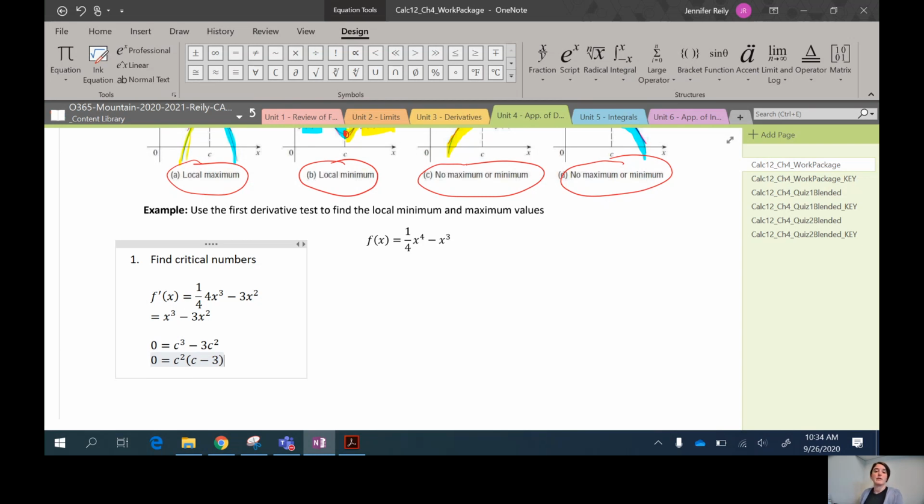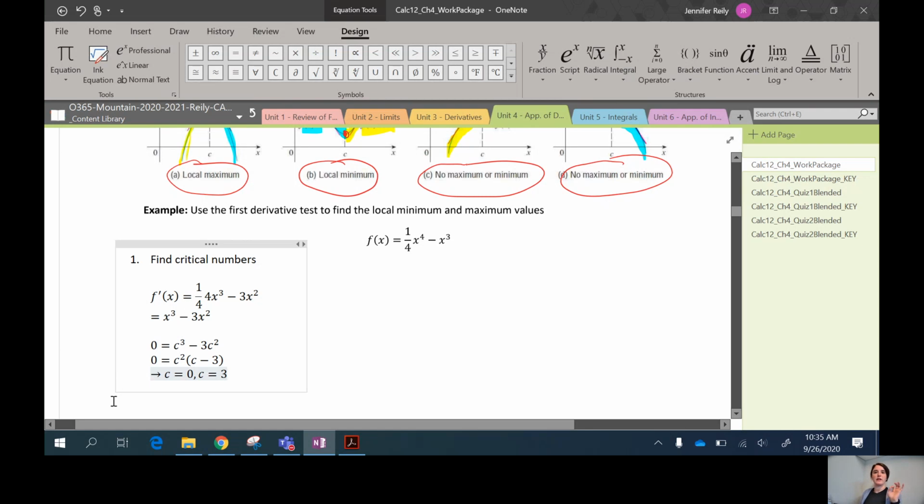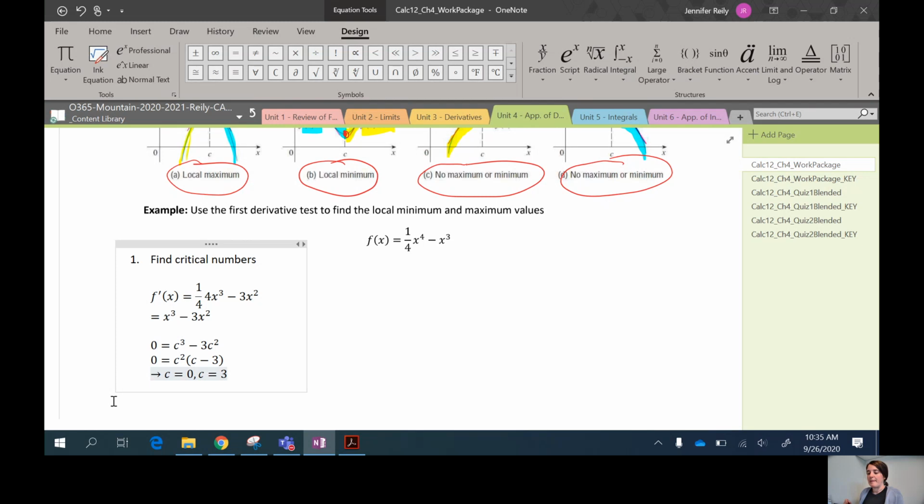Okay, so there are two places where c is equal to 0, or where this equation is equal to 0. One is at c equals 0, and one is at c equals 3. Again, c, remember, stands for critical number. That's why I'm using c instead of x, just so that we don't mix them up.